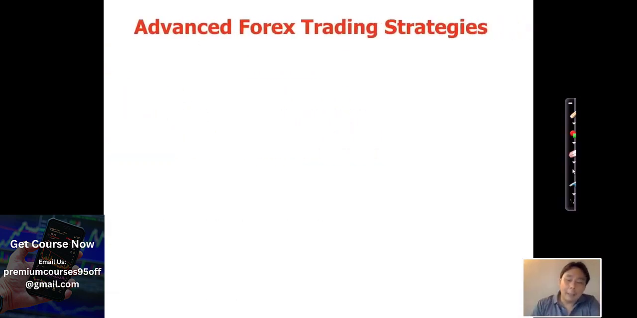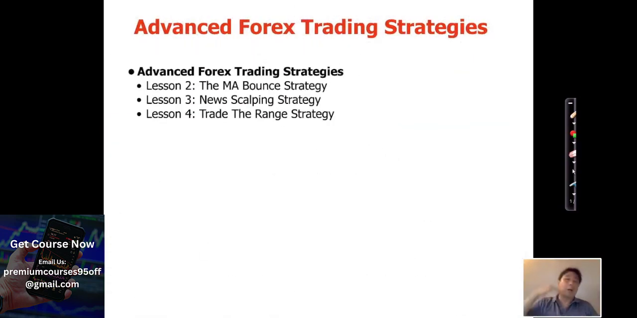So let me get started by giving you a bit of an overview of what we're covering in this course. For the next three lessons, lesson 2, 3, and 4, we'll be covering three new, very powerful Forex trading strategies. The first would be the moving average bounce strategy, where basically you're going to be trading with the trend, right? Going long on the uptrend, going short on the downtrend, and knowing exactly when to enter when the price retraces to a support level, where it bounces off the moving average.